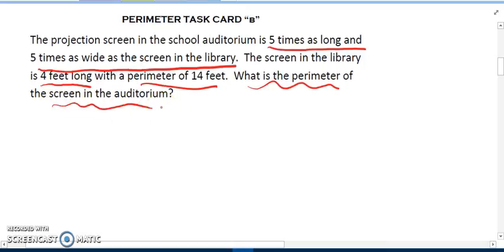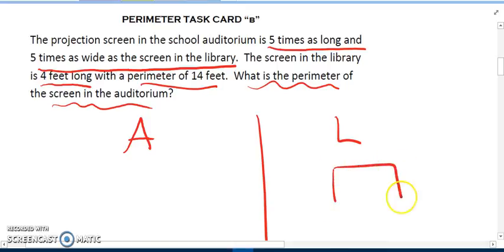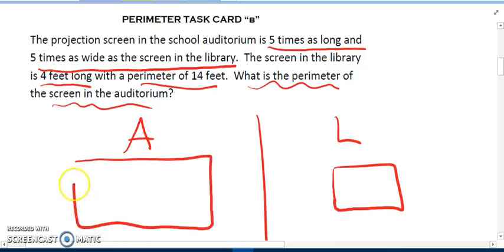Well, we have two screens. We have the auditorium and we have the library. And it says the auditorium screen is 5 times as long and 5 times as wide as the library. So we know the library is the smaller one. We'll make it a smaller rectangle. And we'll make the auditorium a bigger rectangle. And let's just start with the one we know about.